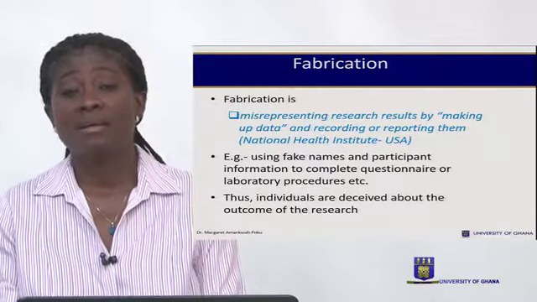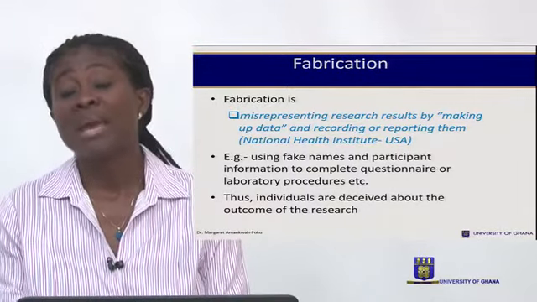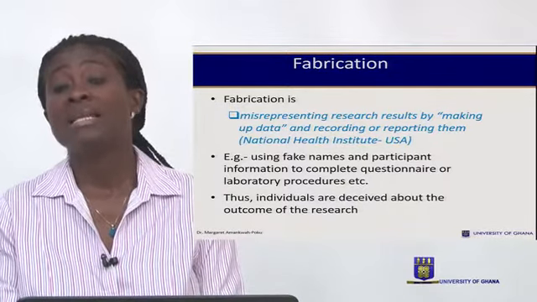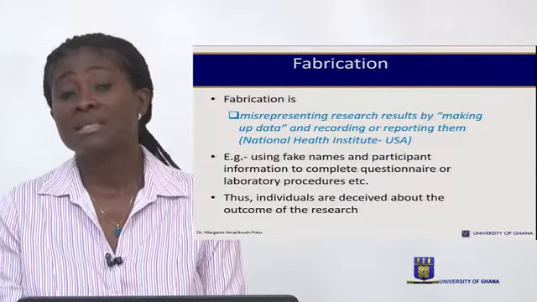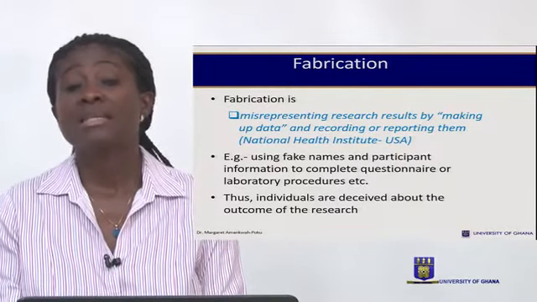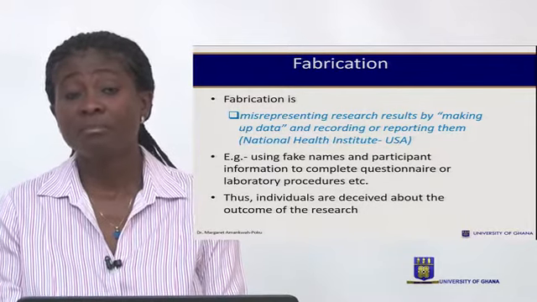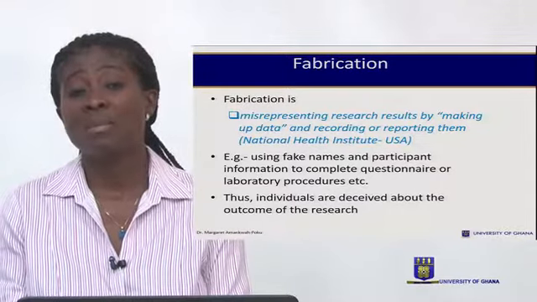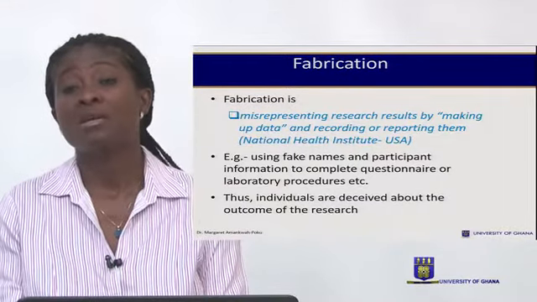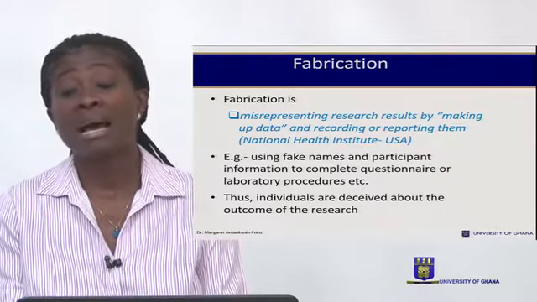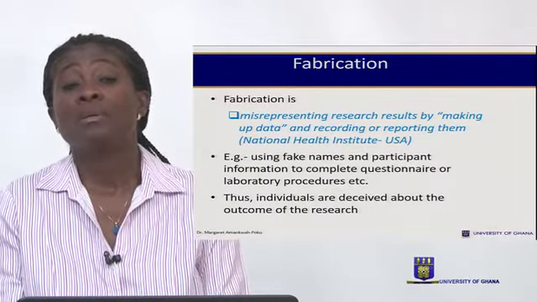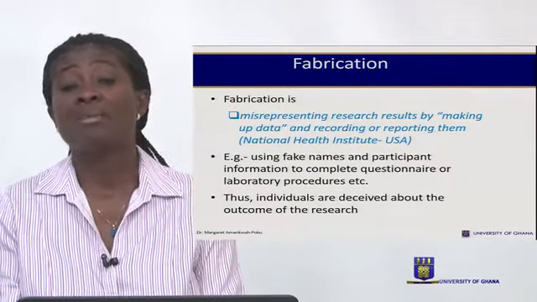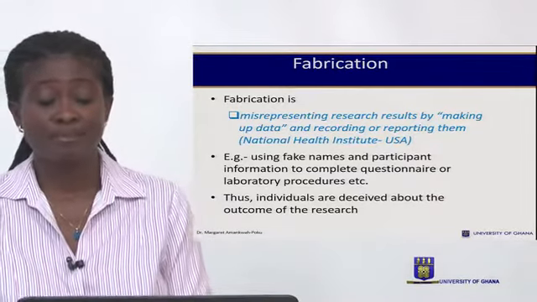So you fake the results, or you make up the data for the rest of the 30 participants that you are finding difficult to obtain. This is wrong. This is termed scientific misconduct. Because whatever findings or results you come up with may not be a true reflection of people's opinions about the phenomenon that you are investigating. So individuals are deceived about the outcome of the study.